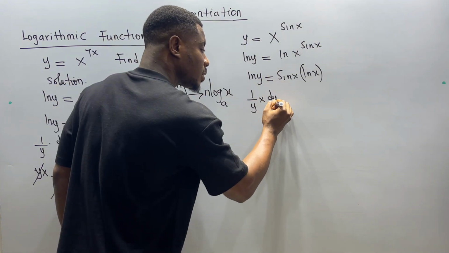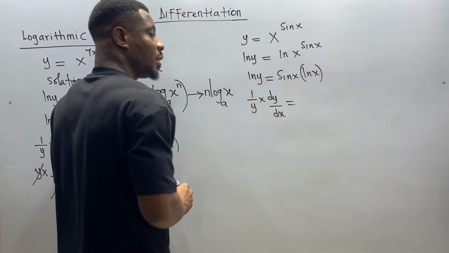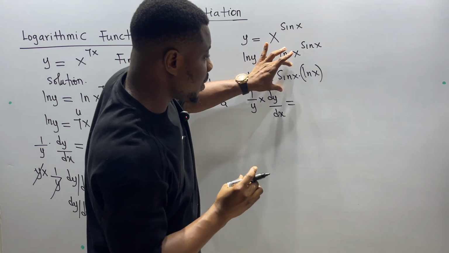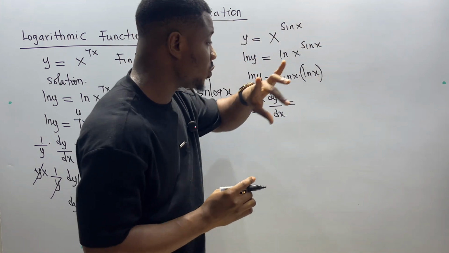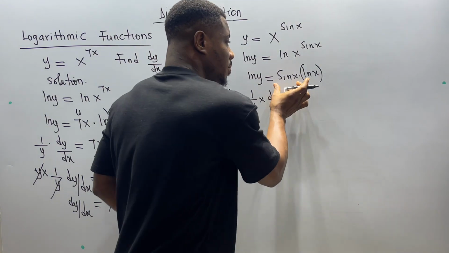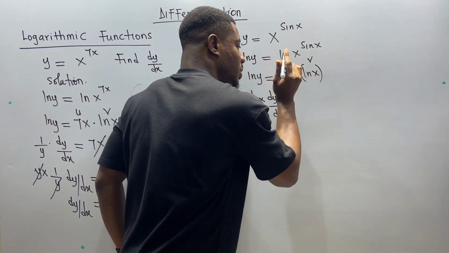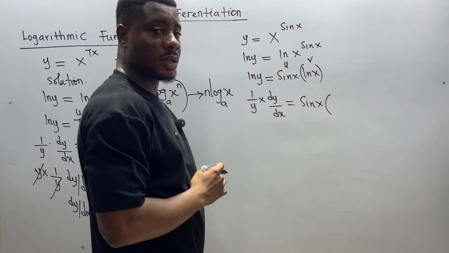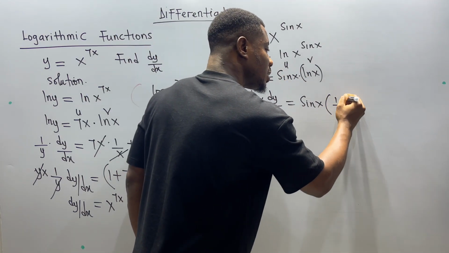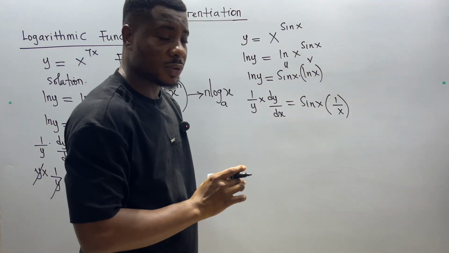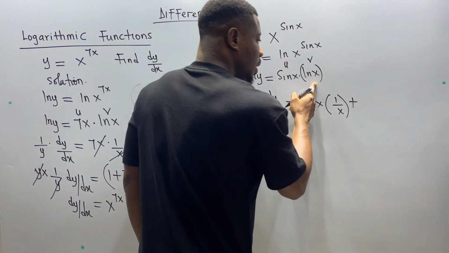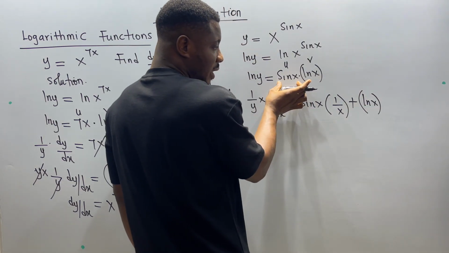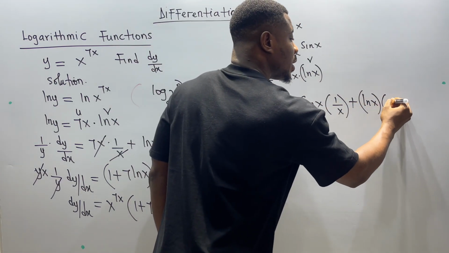dy over dx. Okay. Now, when you get to this point, we are going to apply the product rule. We have sine here, we have ln x here. So we're going to apply the product rule. Remember, the product rule tells us to call this u, call this v. We keep this sine x, then differentiate v, that will be 1 over x. If we find the derivative of ln x, we get 1 over x, plus keep this ln x, differentiate sine, you're going to get cos, so this is cos x.